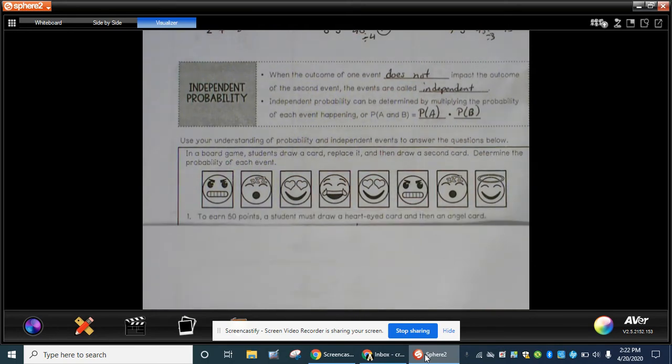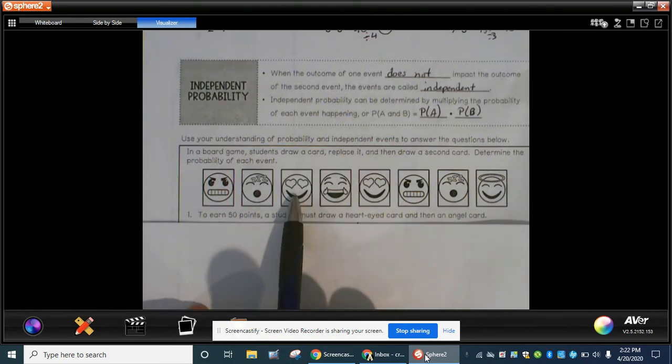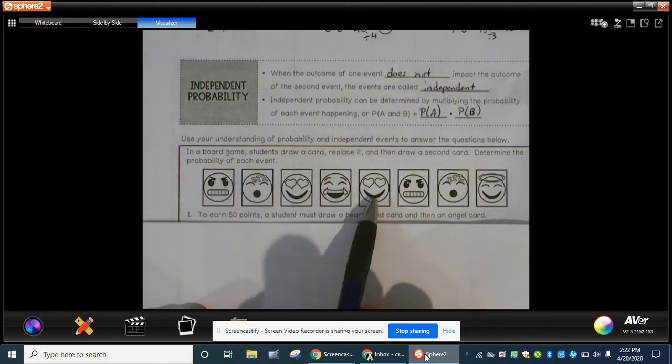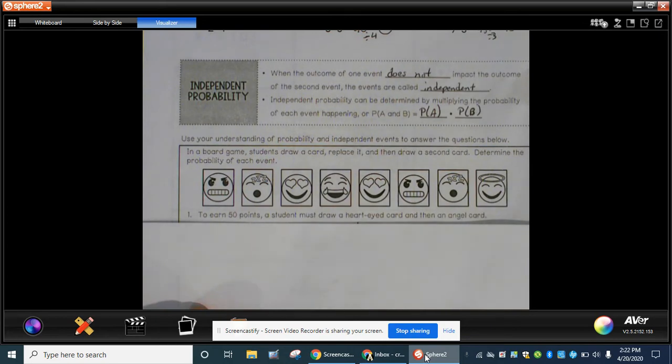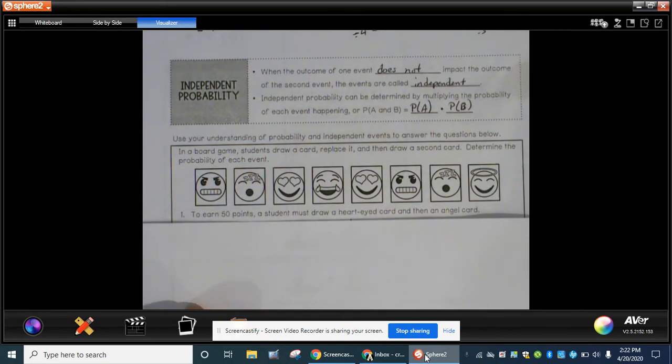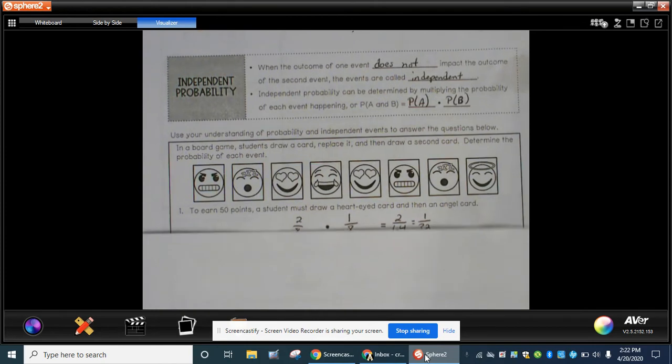So the first event, to earn 50 points, a student must draw a heart-eyed card and then an angel card. So we have to find the probability of drawing a heart-eyed card. Look here. Probability of drawing a heart-eyed card, we have 1, 2 of those cards out of 8. So your probability would be 2 out of 8. Then we have the angel card. The angel card appears to have only 1 out of 8.